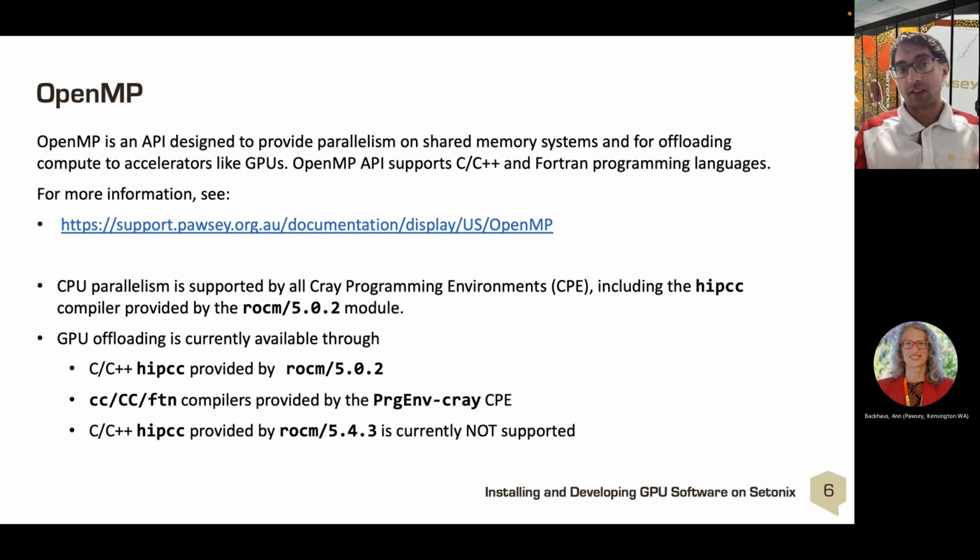Which is slightly different from Topaz. They essentially provide Fortran, C, and C++. That's the lowercase cc, the equivalent of a C compiler. Uppercase CC is the C++ compiler, and ftn is the Fortran compiler, and it's provided by the Cray programming environment.